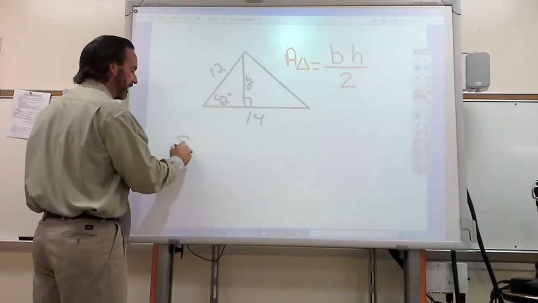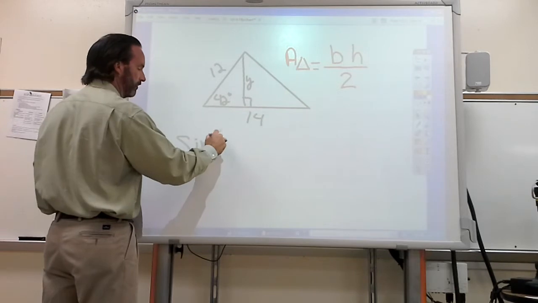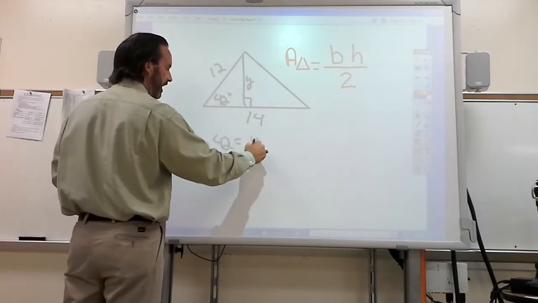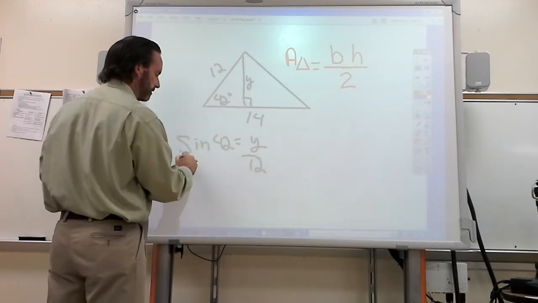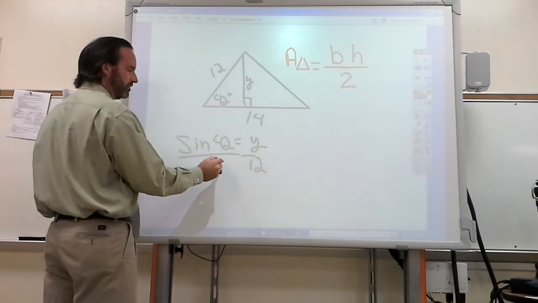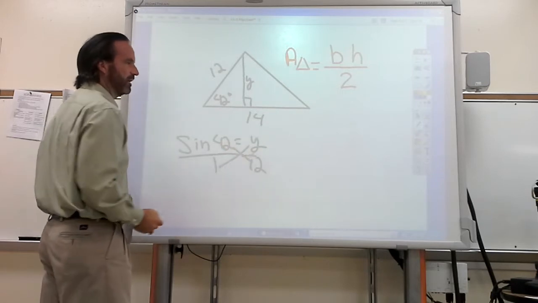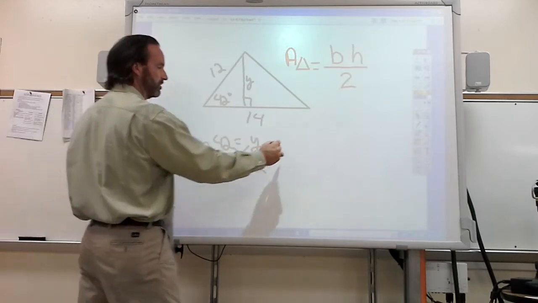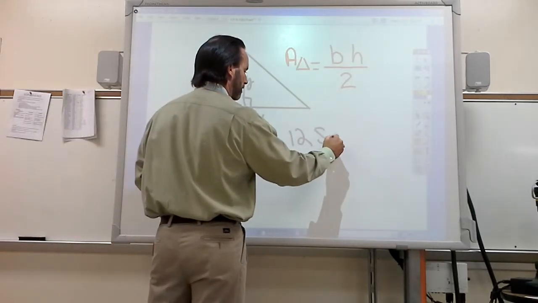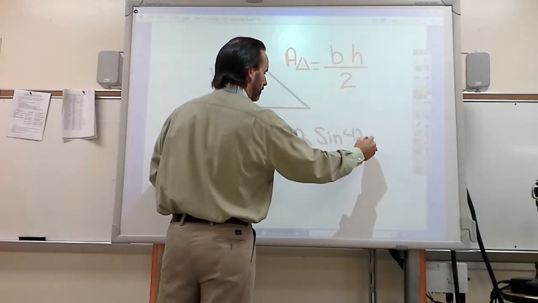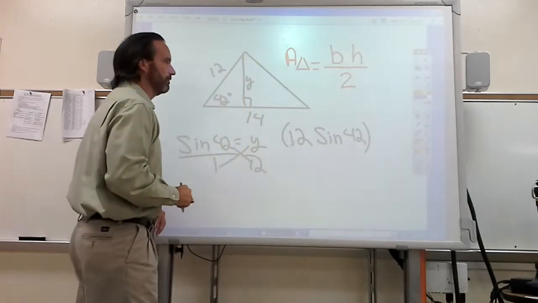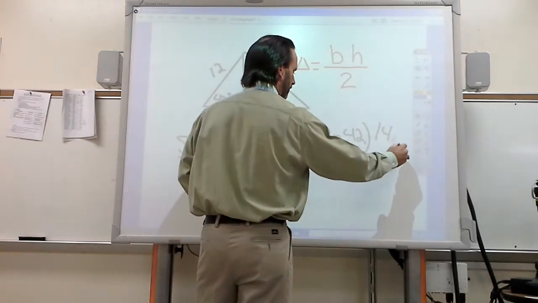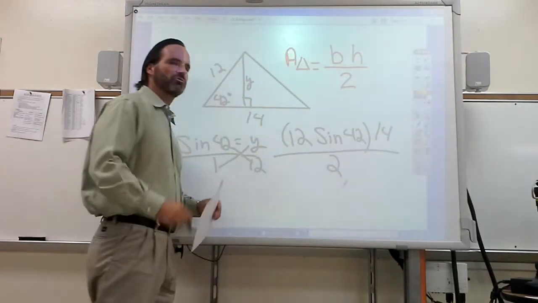So again, sine of my angle, 42, equals opposite over hypotenuse, which is y over 12. So y equals r sine theta. Remember, I've said that a million times. So 12 times sine 42, that's my height. My base will be this 14, divided by 2. That's the traditional way.